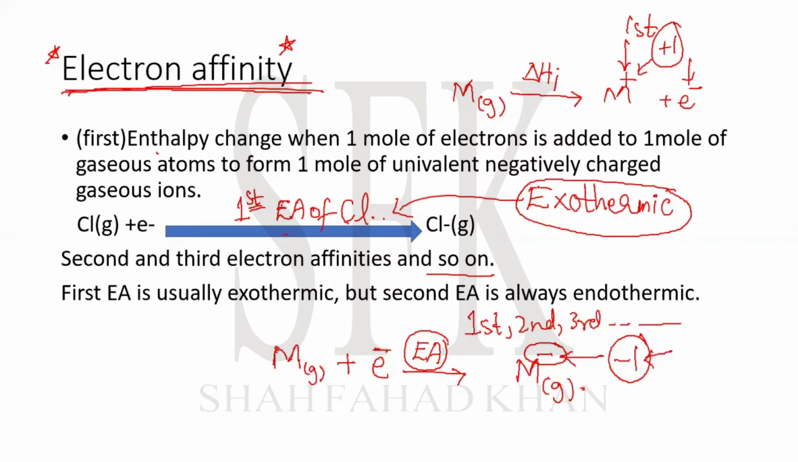The reason it's exothermic is because you are adding an electron to an atom. The electron is negatively charged, and you've established an electrostatic force of attraction between the electron and the atom. The establishment of this electrostatic force of attraction is just like a bond forming, and you know that bond forming reactions are generally exothermic. But here's an interesting fact.